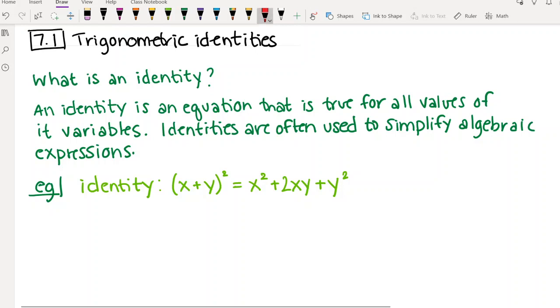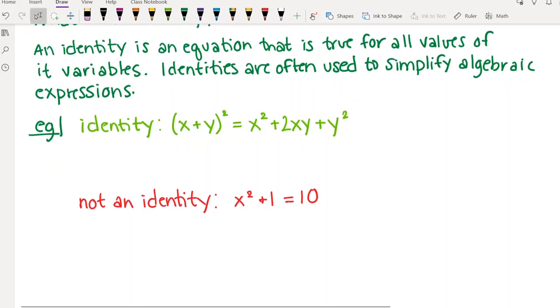So what's an example of something that is not an identity, something that's an equation but not an identity? That would be something like x squared plus 1 is equal to 10. That's an equation. So there are numbers that would make this true, right? If you were to plug in x is equal to 3 or x is equal to -3, then this would be a true statement. But it's not true for all values of x, right? If you plugged in x is equal to 1, you would get 2 is equal to 10, which is not true. So it's not an identity.